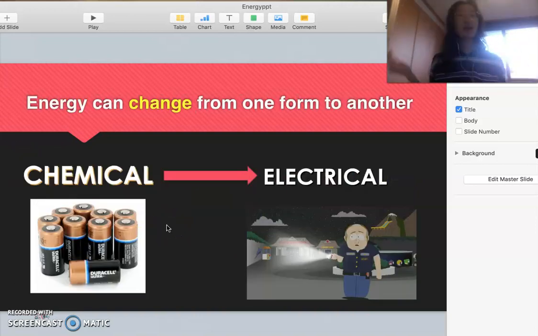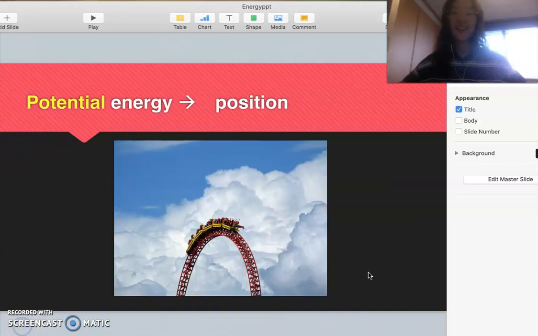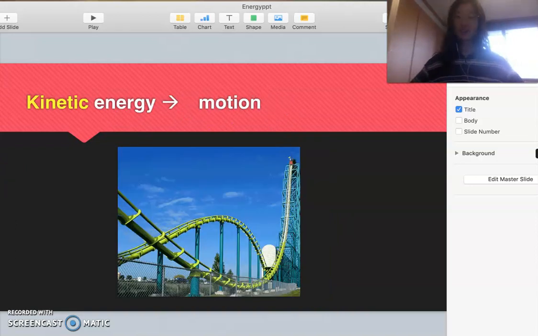Now, energy would not be very useful if it couldn't change forms. For example, batteries start with chemical energy, and then when you put one inside a flashlight and turn it on, ta-da, it turns into electrical energy. So it's important that energy can change from one form to another. Now we're going to look at two different types here, potential energy and kinetic energy. Just think of a roller coaster.